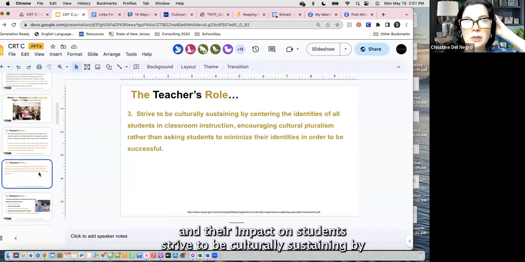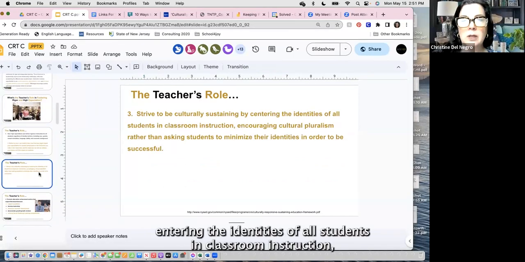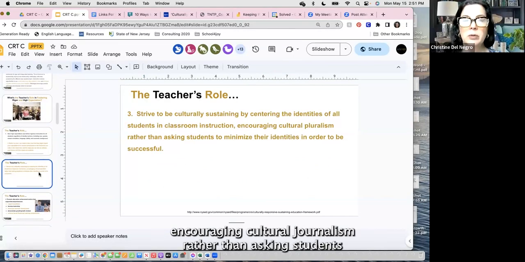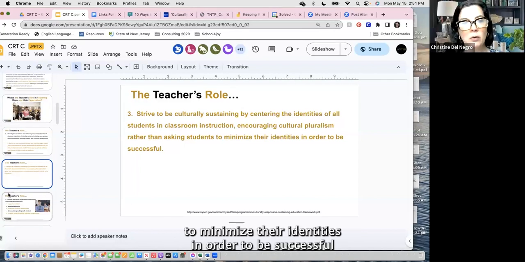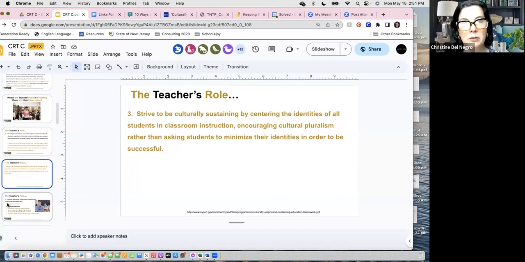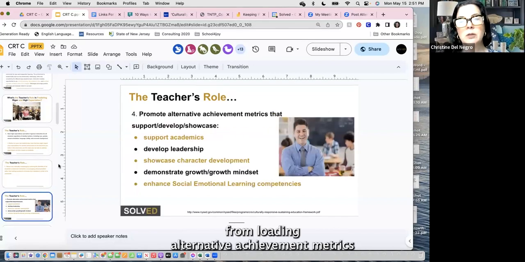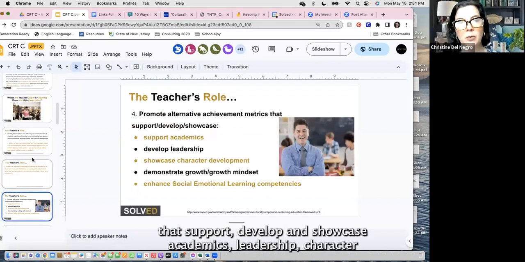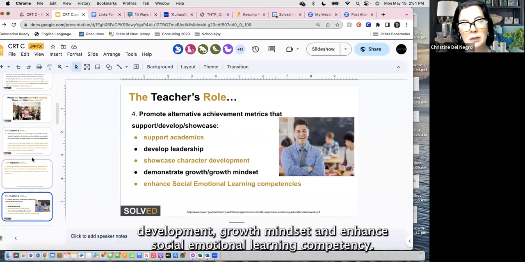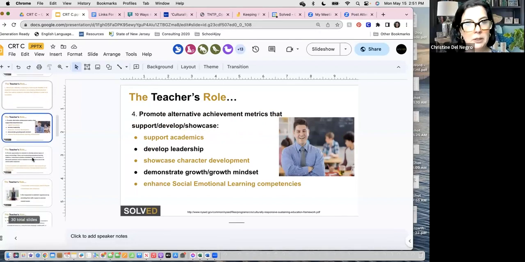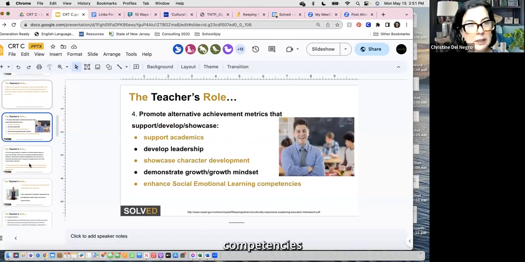Strive to be culturally sustaining by centering the identities of all students in classroom instruction, encouraging cultural pluralism rather than asking students to minimize their identities in order to be successful. Promoting alternative achievement metrics that support, develop, and showcase academics, leadership, character development, growth mindset, and enhance social emotional learning competencies.